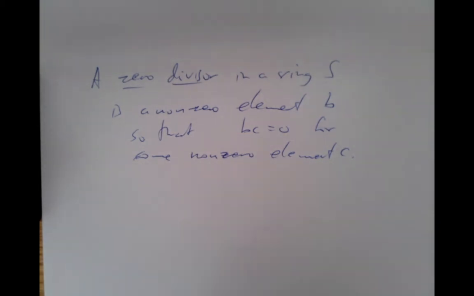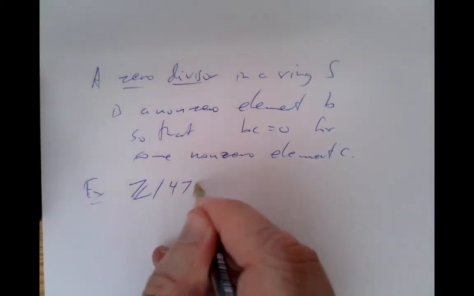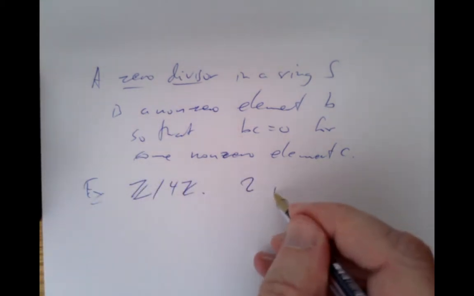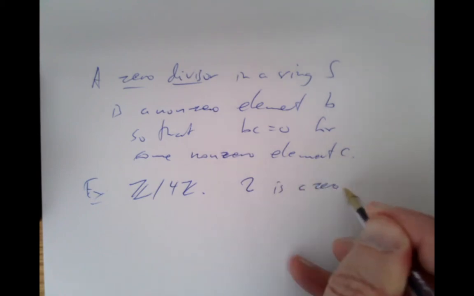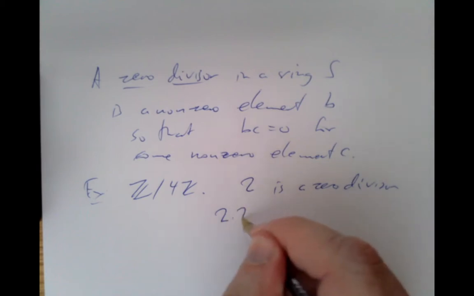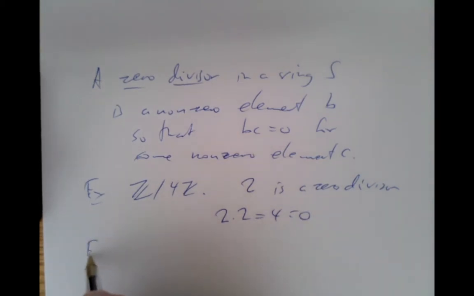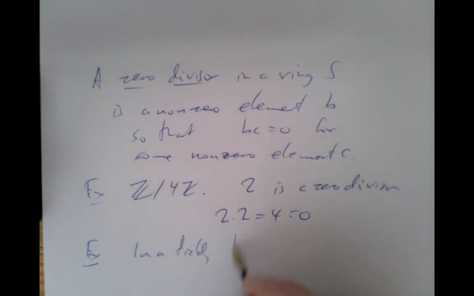We've already seen that in Z mod 4Z, 2 is a zero divisor. Why is it a zero divisor? Because 2 times 2 is 4, which is 0 up to 4s. So in this ring, that's a zero divisor. On the other hand, if we look in a field, there are no zero divisors.